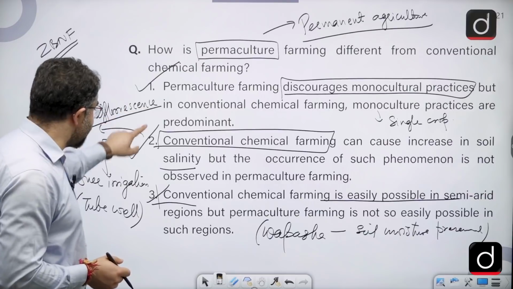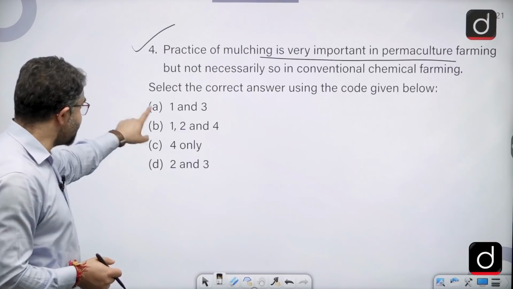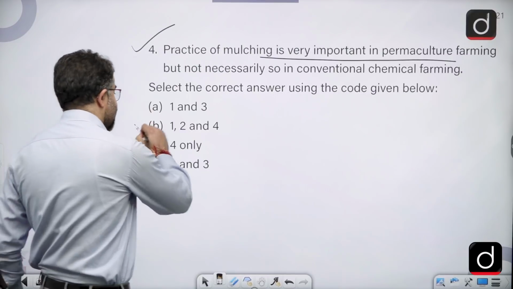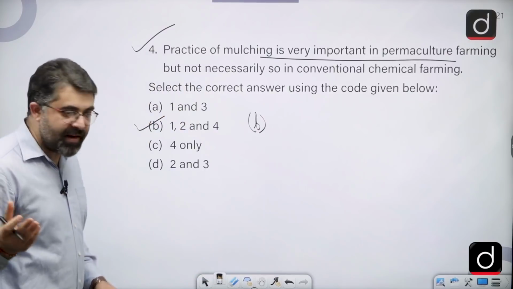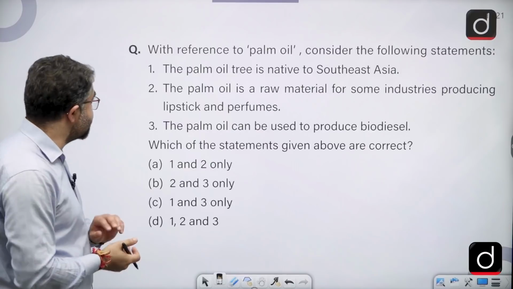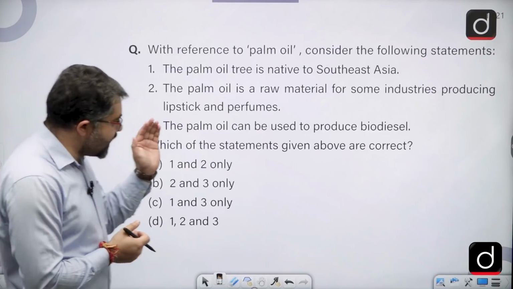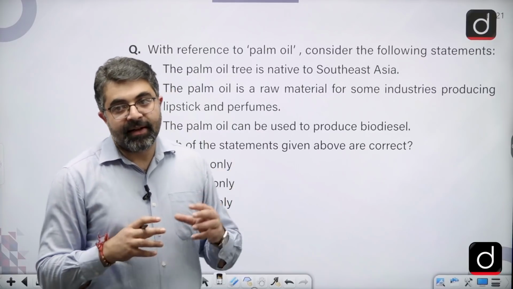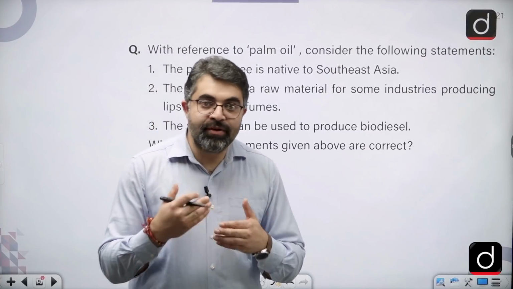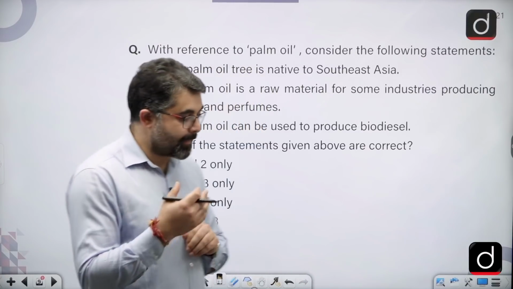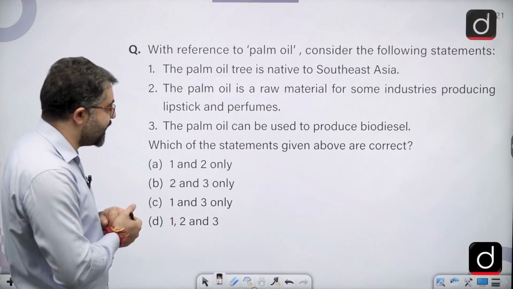So the first statement is correct, the second statement is correct, and the fourth statement is correct. So the answer is again B. Again, a very potential question for the mains examination also. Then another such question, where it is expected to know the origin of the crop. The question was asked on palm oil.